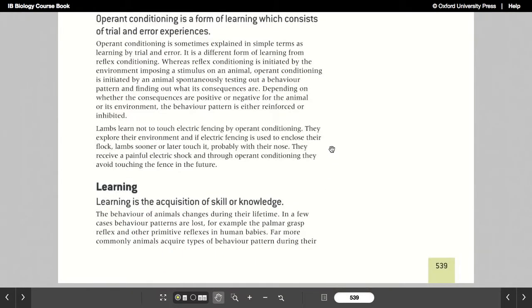And anytime we talk about learning, it's just a new skill or new knowledge that they can use. And that can be associative learning, like the reflex conditioning, or it can be imprint learning, or it can be operant conditioning, trial and error learning.